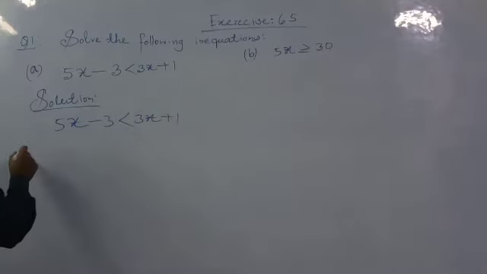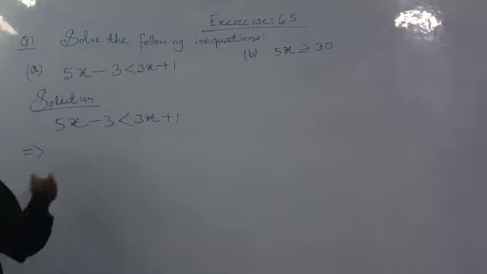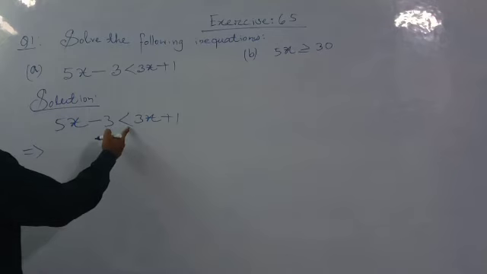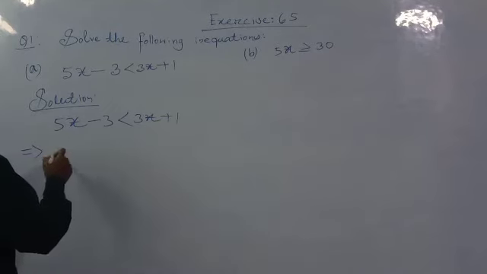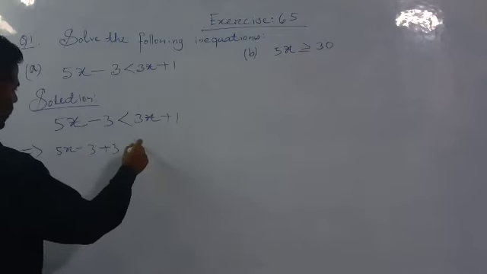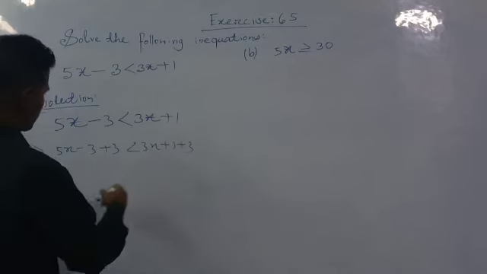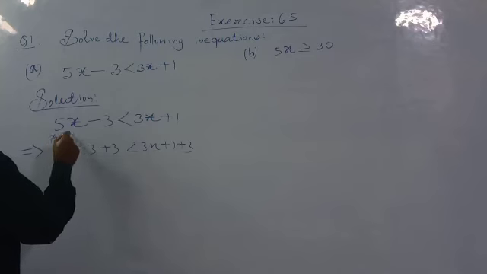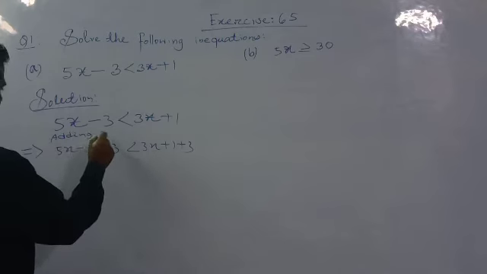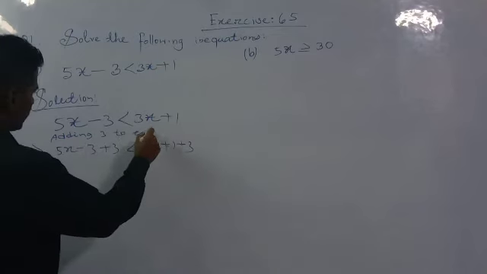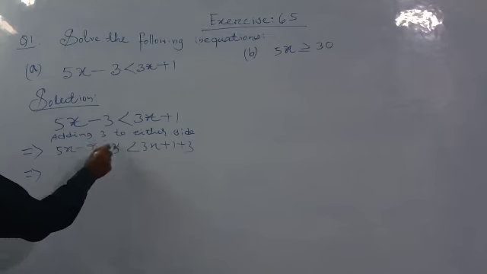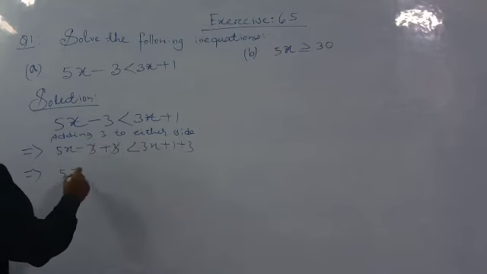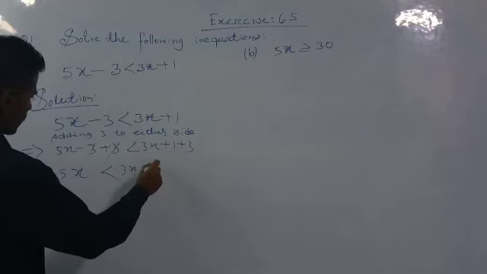In the next step, we have the smaller than sign; to the left you've got 5x minus 3, to the right 3x plus 1. So 5x minus 3 plus 3, and 3x plus 1 plus 3. That means what we've done here is adding 3 to either side. What you got: minus 3 plus 3 cancels, so you got 5x smaller than 3x plus 4.